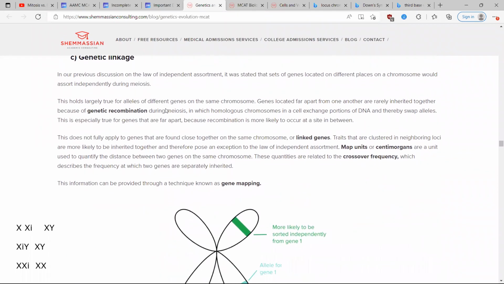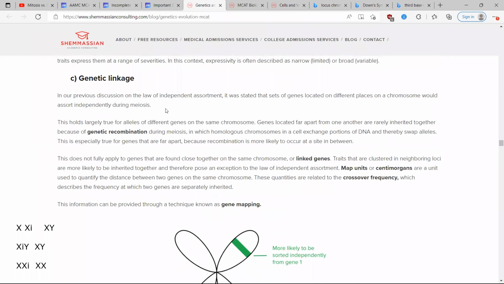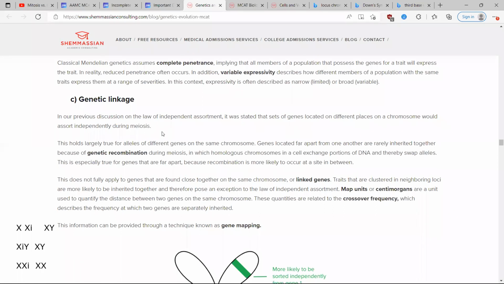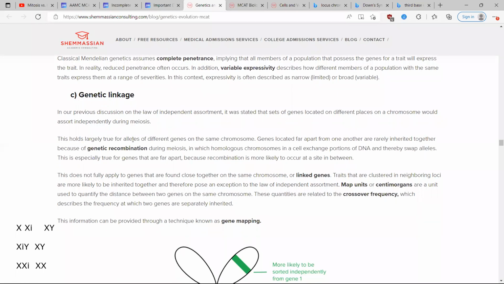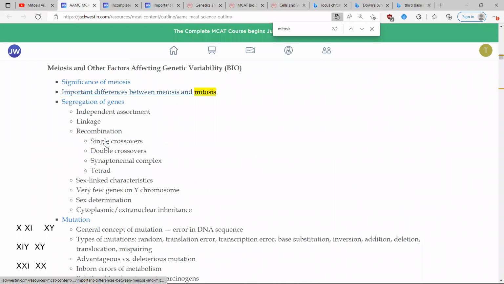So now let's talk about genetic linkage. In the previous discussion, it was stated that sets of genes located on different places on a chromosome would assort independently during meiosis. This holds largely true for alleles of different genes on the same chromosome. Genes located far apart are rarely inherited together because of genetic recombination during meiosis. So genetic recombination is this.